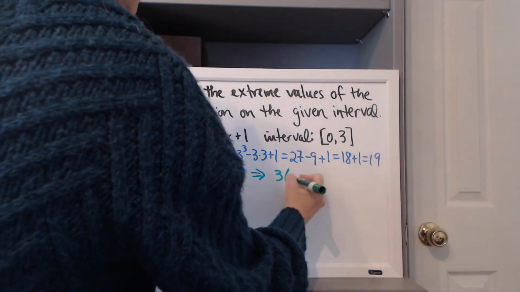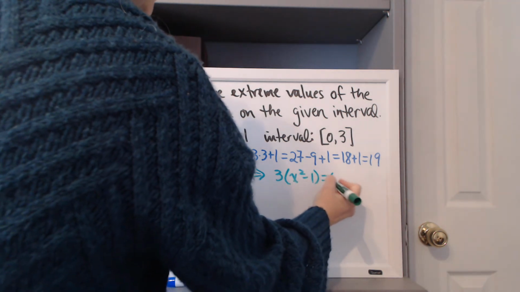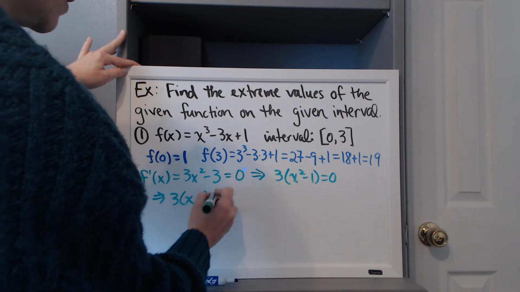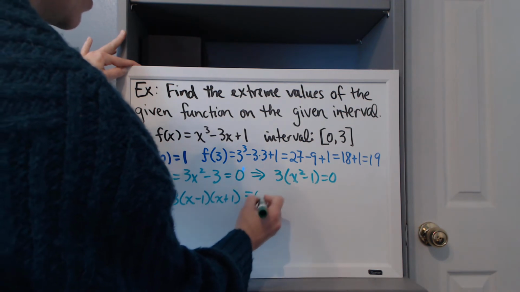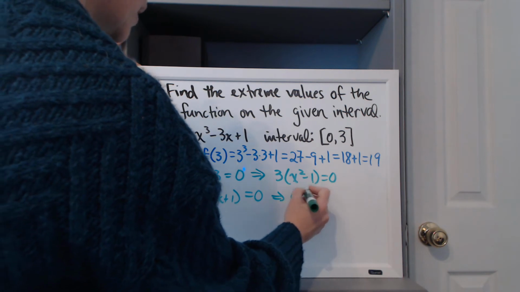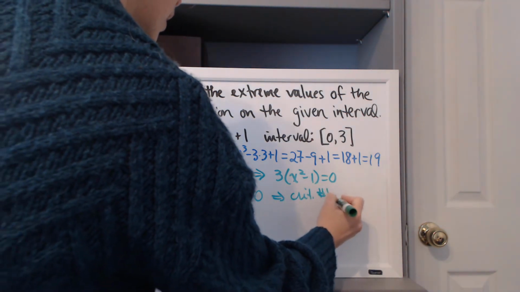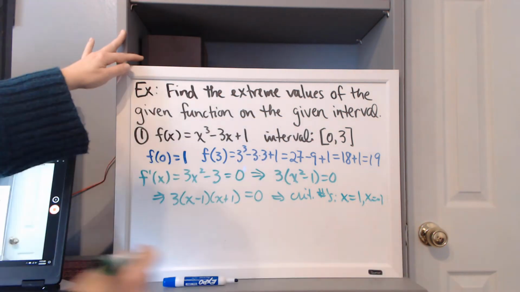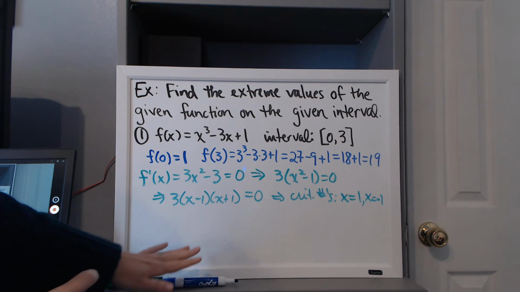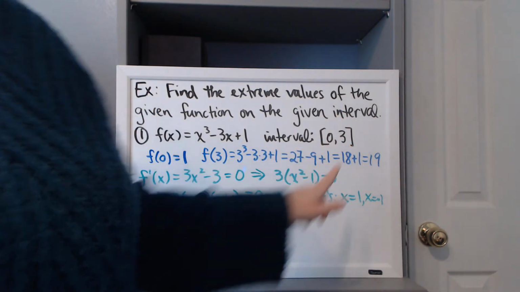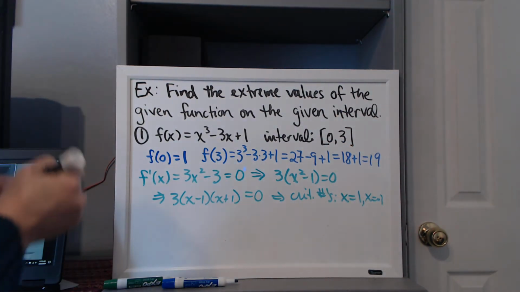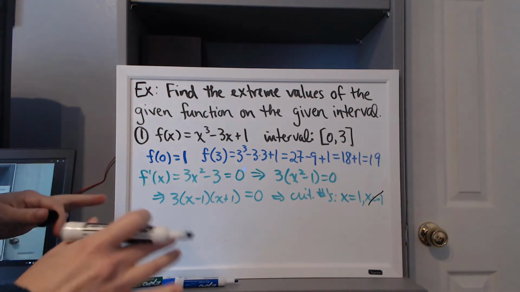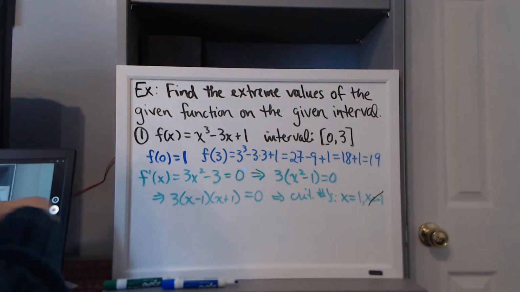So we're going to have 3 times the quantity x squared minus 1 equal to 0. I'm going to go ahead and factor. So we have 3 times the quantity x minus 1 times x plus 1 equals 0. So this means our critical numbers are x equals 1 and x equals negative 1. Now, because what we care about is this given interval from 0 to 3, we get to ignore our critical number x equals negative 1, because it is not in the interval between 0 and 3.